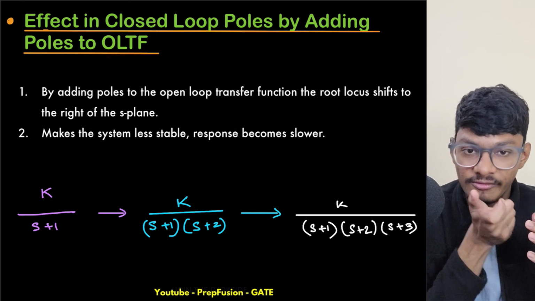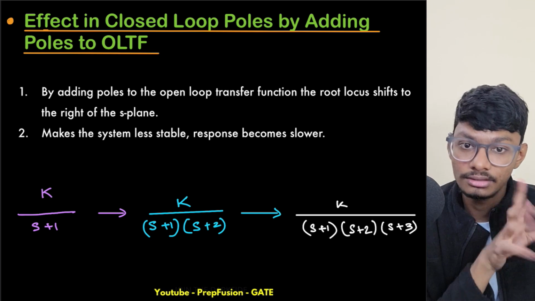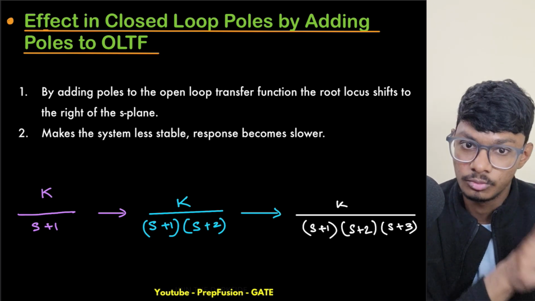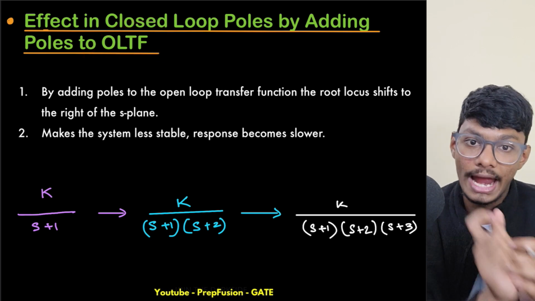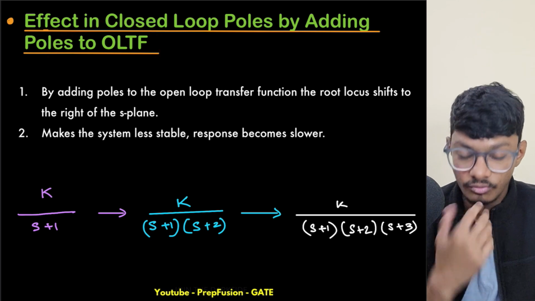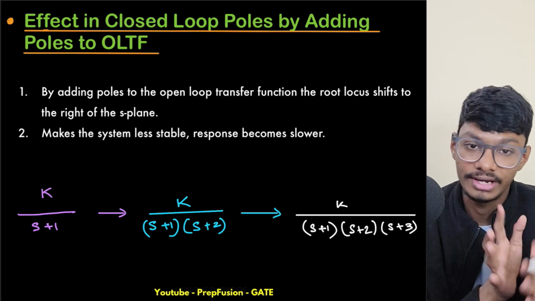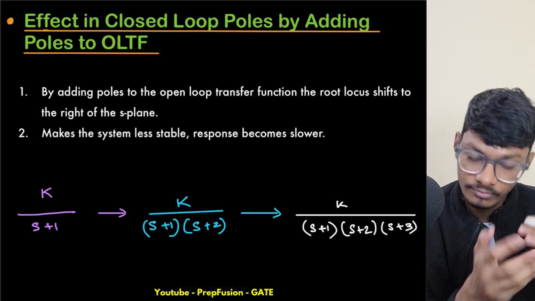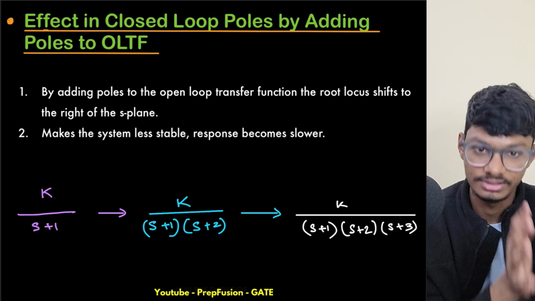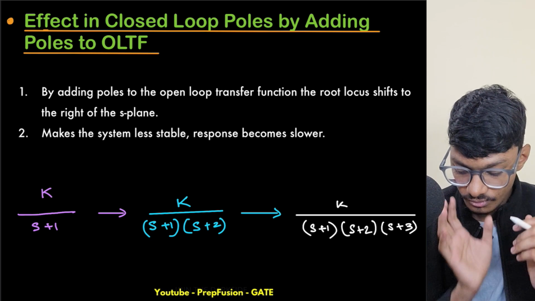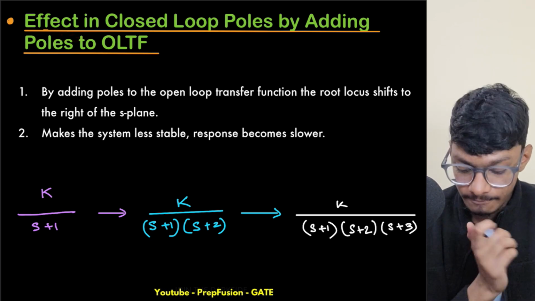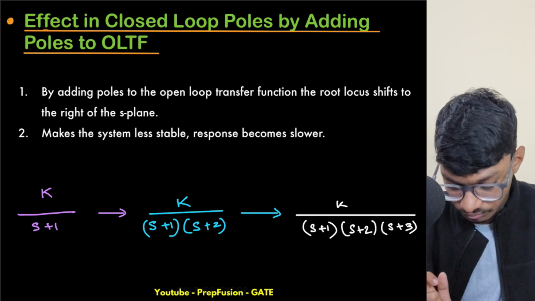Maybe I forgot to mention there that we are adding the poles to the OLTF. What happens if we add poles to the OLTF, not to the CLTF, to the OLTF? What happens to the closed loop poles if I add poles to the OLTF? Also we'll study what happens if we add poles to the CLTF. The difference we will also study. So first, the effect on closed loop poles by adding poles to the OLTF.